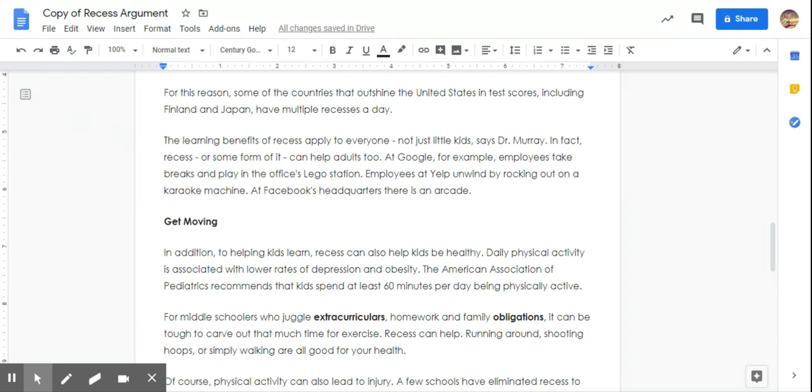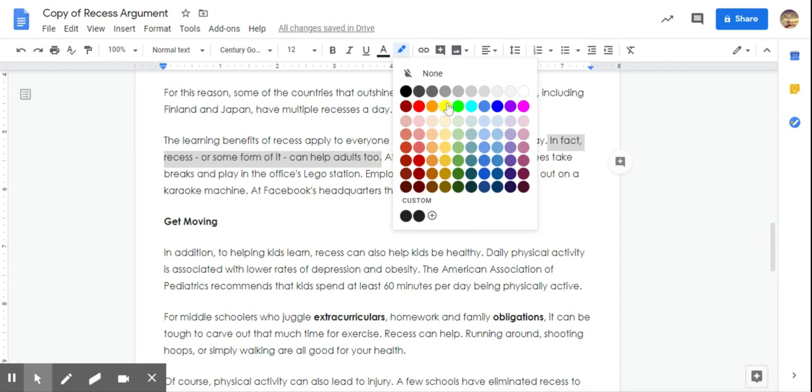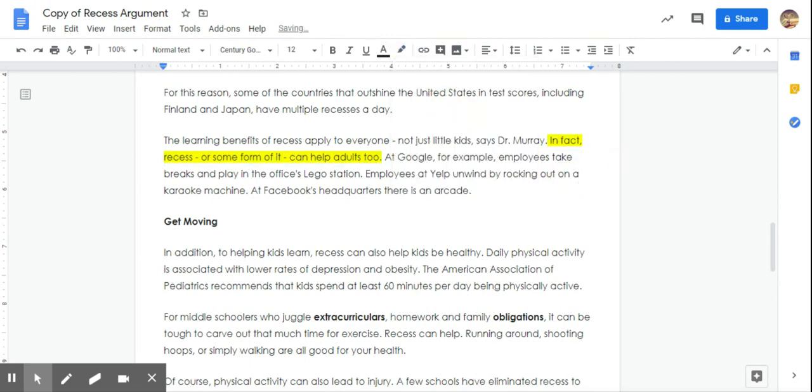The learning benefits of recess apply to everyone, not just little kids, says Dr. Murray. In fact, recess or some form of it can help adults too. Here's another reason. So I'm going to highlight that yellow. That's another reason why we should have recess. Not only is it good for kids and students, but it's also good for adults.